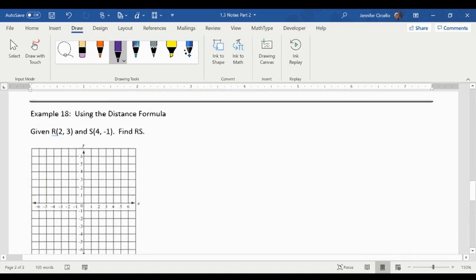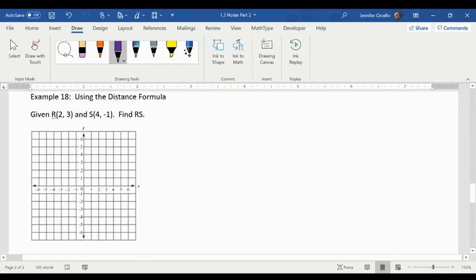So let's try this here. We're going to use the distance formula to find the length from R to S. Remember, if you have two capital letters next to each other like this with no symbol above them, it's talking about the distance from R to S. So R is at 2, 3.